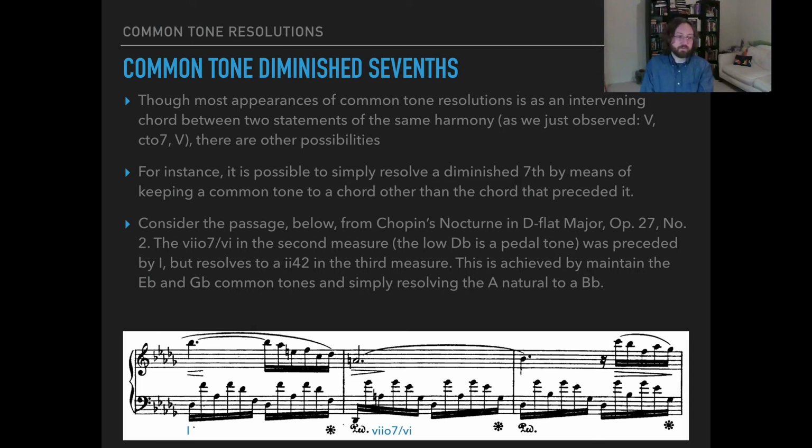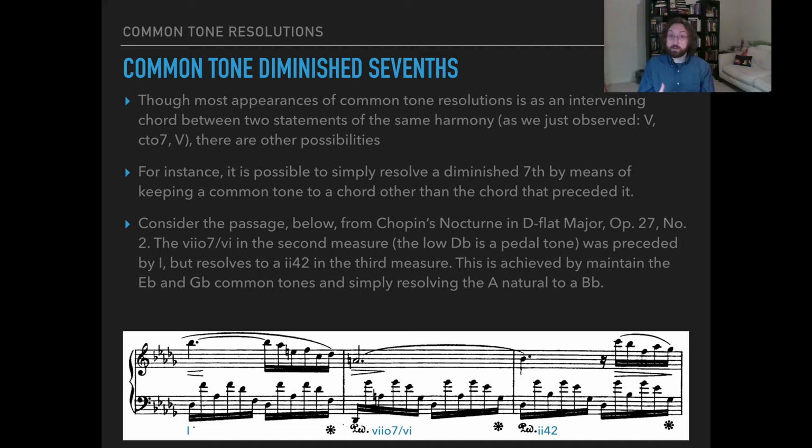So looking at the left hand, we move from 1 to 7 diminished 7 of 6 to 2-4-2. That 7 diminished 7 of 6 does not resolve correctly. It should resolve here to 6. Instead, we misresolve it to that 2-4-2. So it would be more likely to consider it something else rather than a 7 fully diminished 7 of 6.